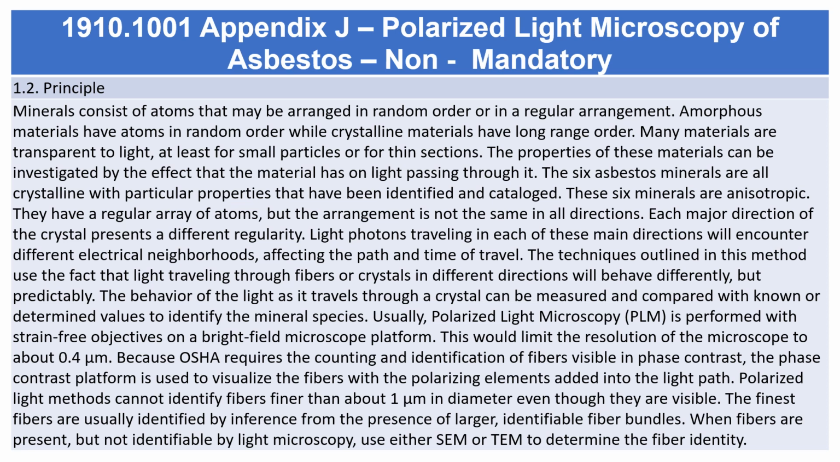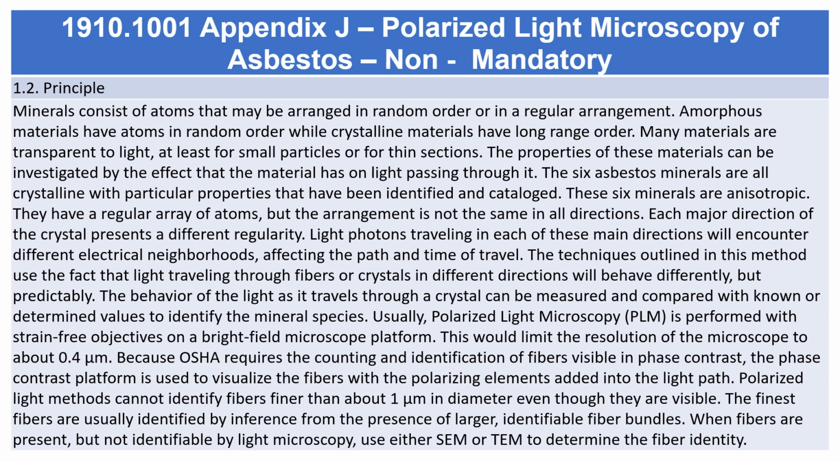These 6 minerals are anisotropic. They have a regular array of atoms, but the arrangement is not the same in all directions. Each major direction of the crystal presents a different regularity. Light photons traveling in each of these main directions will encounter different electrical neighborhoods, affecting the path and time of travel. The techniques outlined in this method use the fact that light traveling through fibers or crystals in different directions will behave differently, but predictably. The behavior of the light as it travels through a crystal can be measured and compared with known or determined values to identify the mineral species.